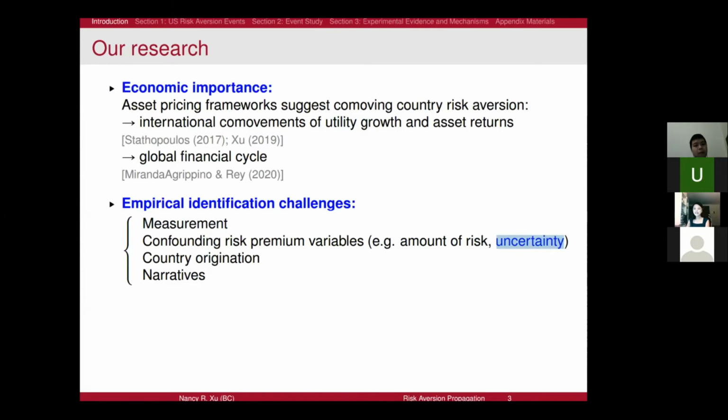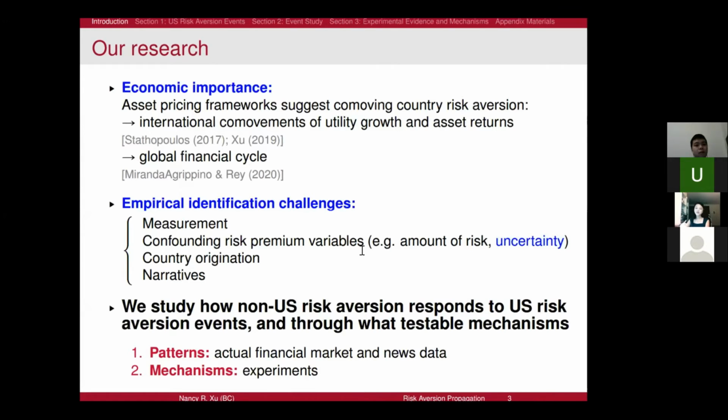And last but not least, the final challenge we have is the literature hasn't agreed on a comprehensive list of risk aversion events, because otherwise we could just use them and study the propagation using event studies, right? So in this paper, we want to fill this knowledge gap by studying how non-US risk aversion responds to US risk aversion events, and through what testable mechanisms, that is how US risk aversion propagates to other major developed economies.